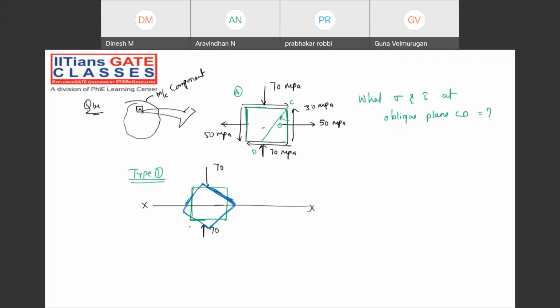Now, what I'm saying is, this particular plane is there, and suppose one more plane is there, something like this. This is my new x dash. Before it was something like this, now it is something like this. And on this plane, I need to find the sigma and tau. The plane which has been rotated by theta in the clockwise direction. Check it out, guys, whether you are getting the same problem or not.